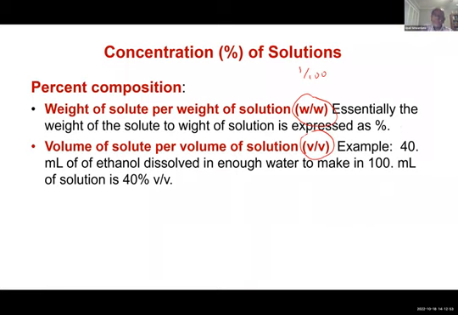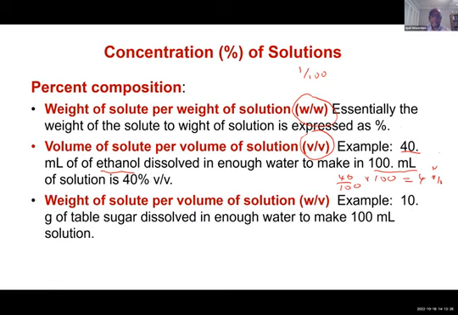So for example, if you take 40 milliliters of ethanol and make up a solution, total volume of the solution is 100 milliliters. Therefore, the percentage, multiplied by 100, is 40%. So that's how you calculate the percent volume by volume.